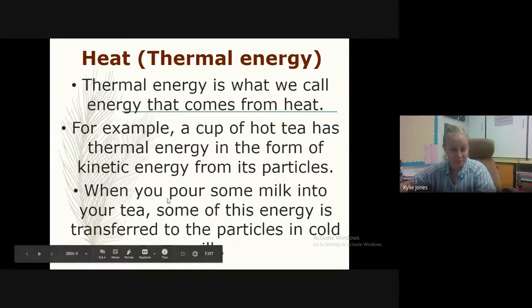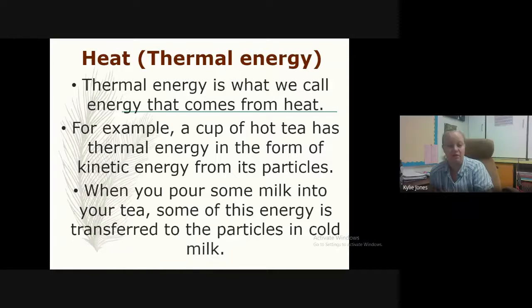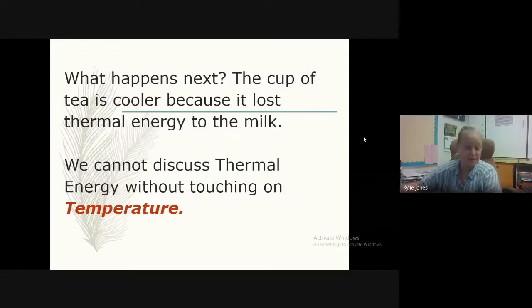And then when you pour some milk into your tea, some of the energy is transferred to the particles in the cold milk. So it cools it down because you added something a little bit cooler. You're taking away some of that thermal energy, making it cooler. All righty. Next part. Then what happens next? The cup of tea is cooler because it lost some thermal energy to the milk.